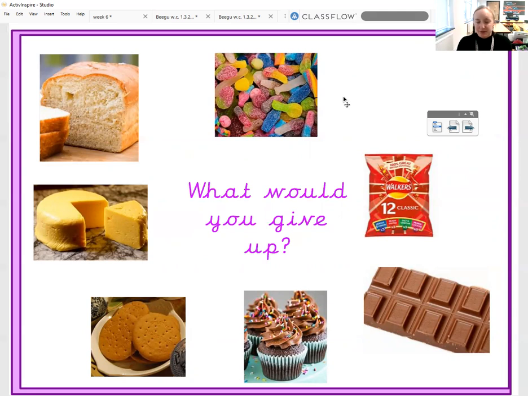So just spend a little bit of time now thinking, what would you give up if you had to give up something for Lent? Have a little think. It might be something that's on the screen, but it might be something else that you really enjoy as well.